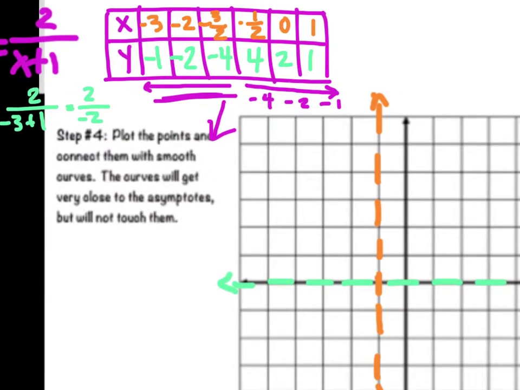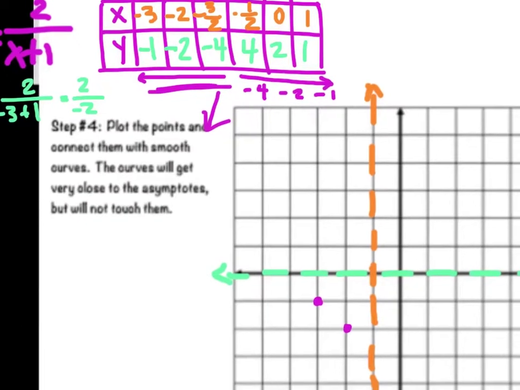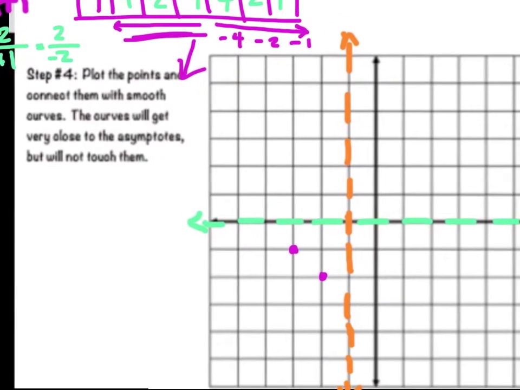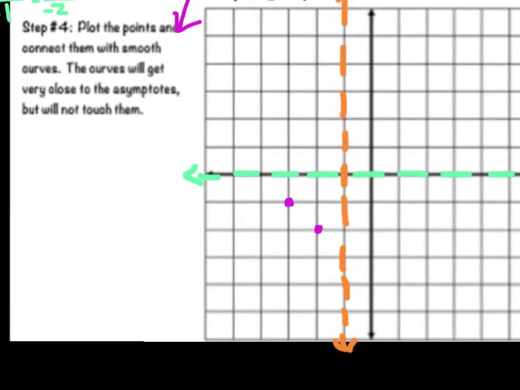Let's start out with the -3, -1 point. So we have -3, -1 for one of our points. We then have -2, -2 for another point. And then we have -3/2, -4. So -3 over 2, -4. So there's our other point.